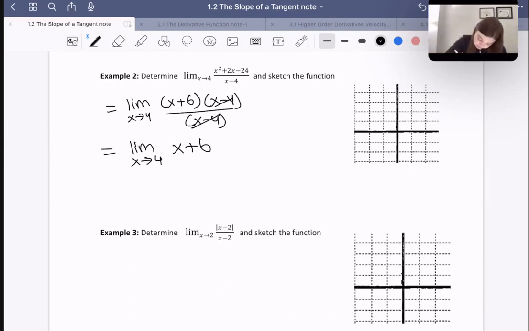And so let's see, 1, 2, 3, 4, 5, 6. So let's say this is 6, 7, 8, 9, 10. This is 10. We just have a line with a hole in it. We start it here at x equals 6, and then we go up, and this is where our hole is, right? So we just have a line with our hole in it. So there's my sketch.